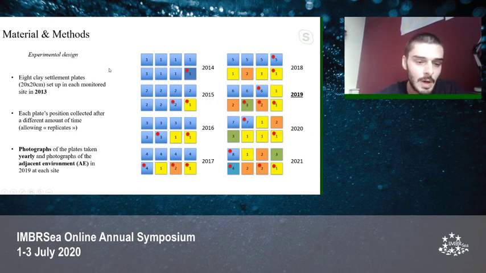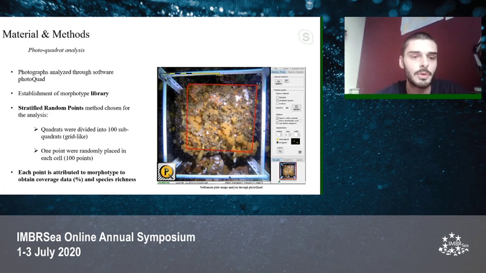We have at our disposal photographs of the plates which have been taken yearly, as well as photographs from the adjacent environment from 2019, and the adjacent environment will be our hypothetical climax condition. The photoquadrat analysis has been done through the software PhotoQuad. We have established a morphotype library that we have loaded inside the software. And we have used the stratified random point method, in which the quadrat is basically divided into 100 subquadrats, and within each one, a point is randomly placed, and at the end, each point is attributed to a morphotype in order to obtain coverage data and species richness.